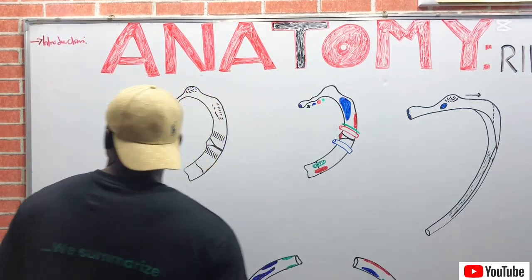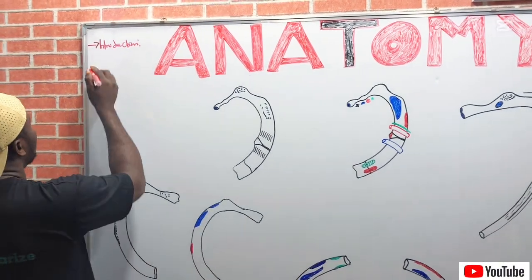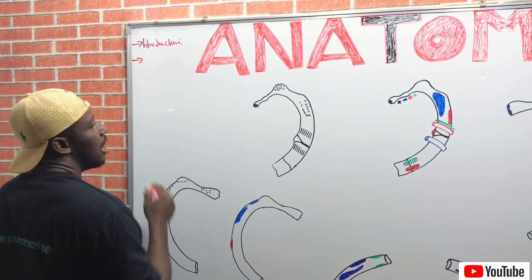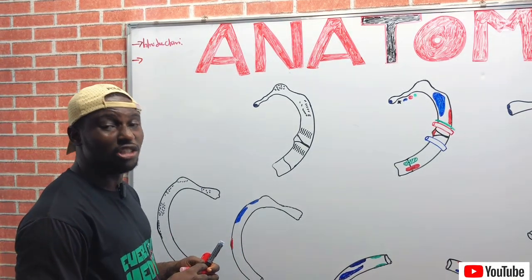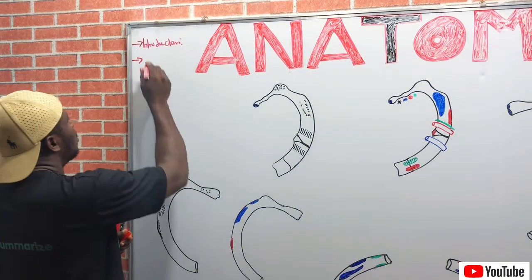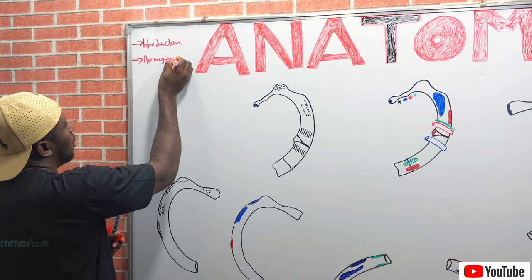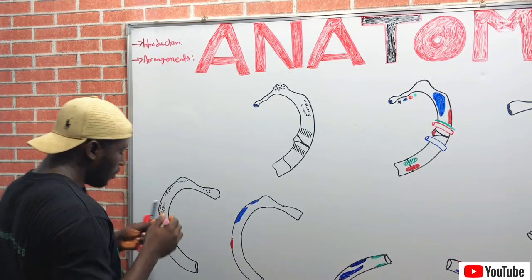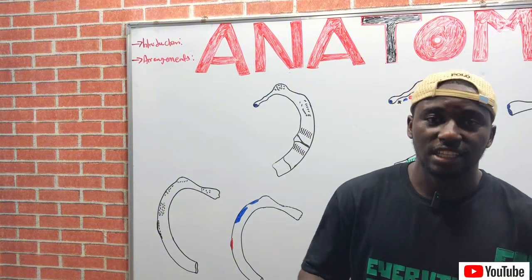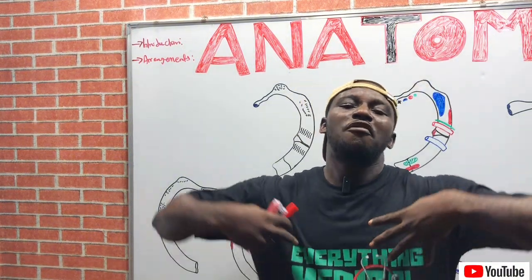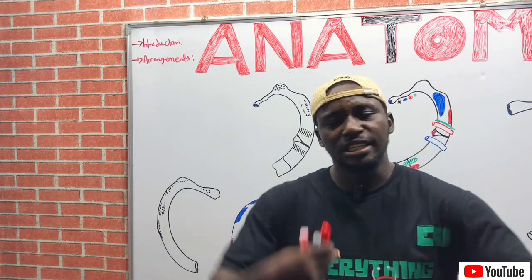Now, the next thing we shall be discussing is the arrangement. How are ribs arranged on the thoracic cage? It is essential that you know how ribs are arranged so that you know how they are fashioned on the thoracic cage.